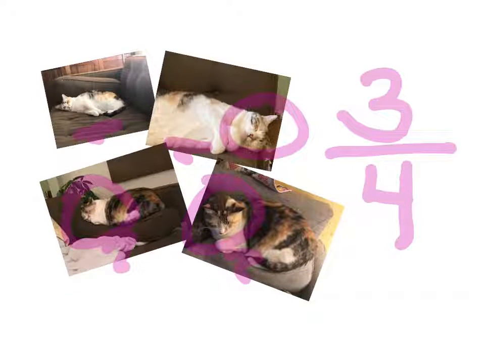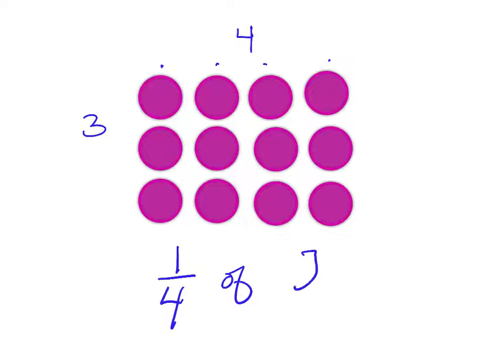Now, a cat just knocked over a lamp. That's fine. Next, look at this little array. We have 1, 2, 3 rows and 1, 2, 3, 4 columns. It's a 3x4 array. It's got 12. What would happen if we were trying to find 1/4 of 12?